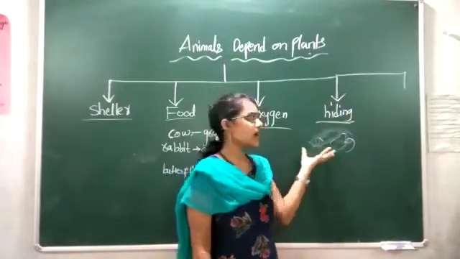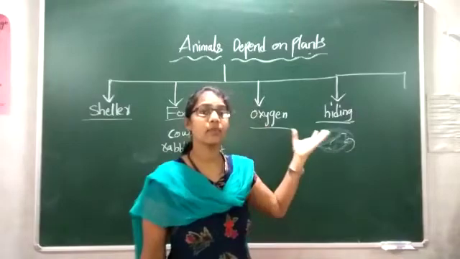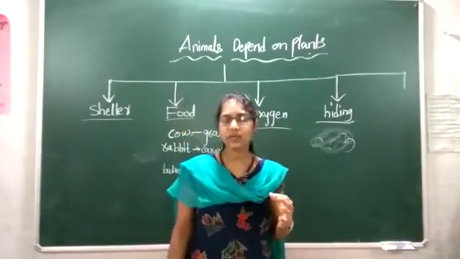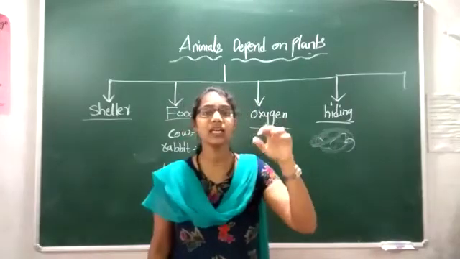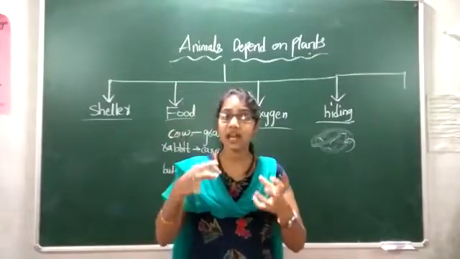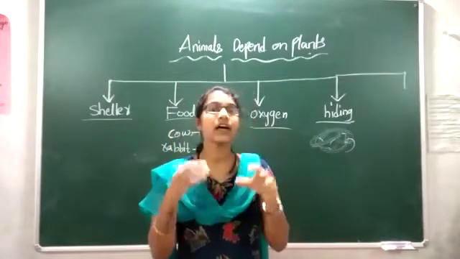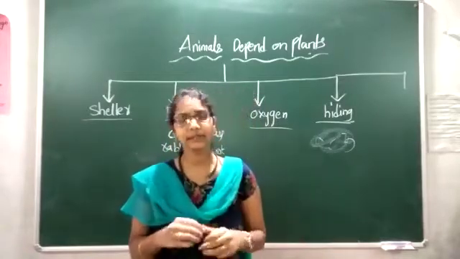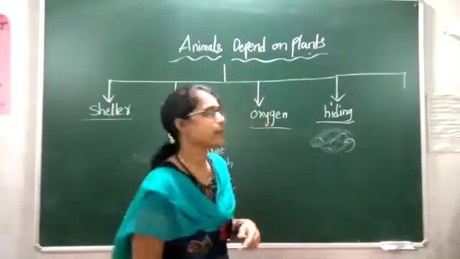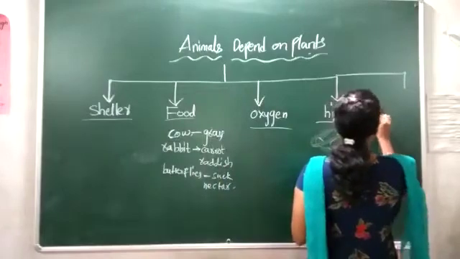So how do animals also depend on plants for hiding purpose? You can see the grasshopper. Grasshopper, children, will hide in the leaves of the green plants. Can you see the grasshopper? Yes. And also for building houses.